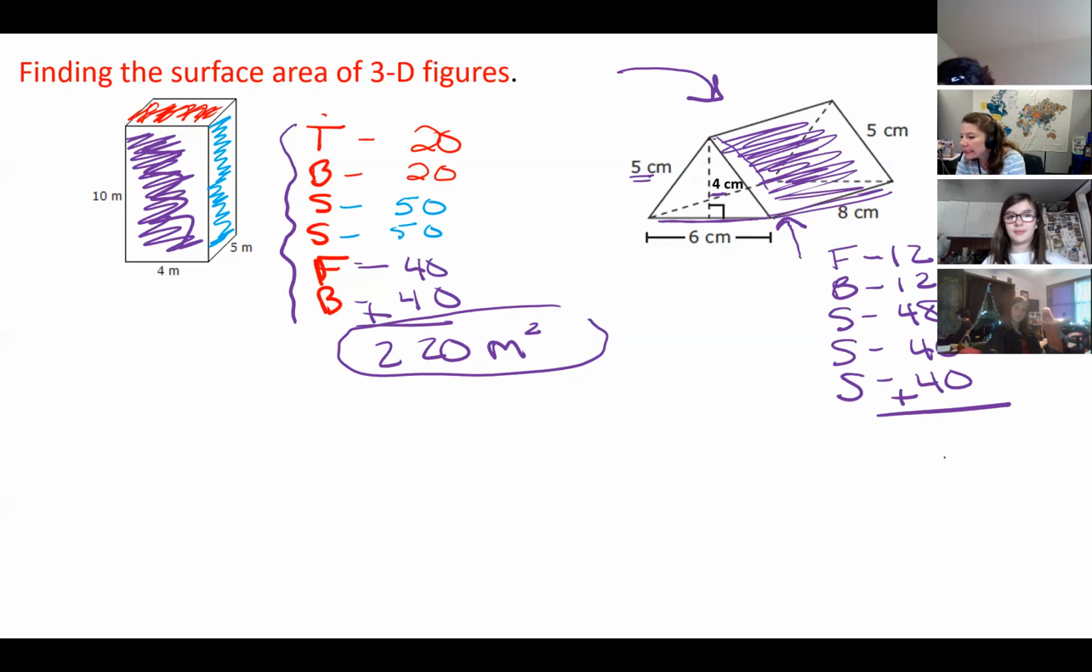Allie, you're right. Ella, something happened. Oh no. Ella, I think you forgot to divide your triangles by 2, right? Did you do that? I don't know. Yep, good, Naomi. So when I added these together, I got 152.